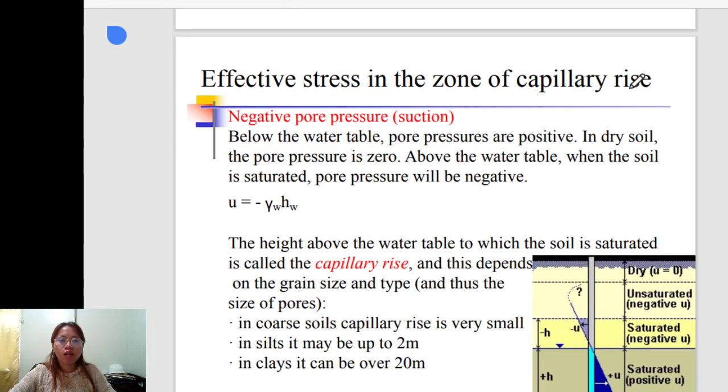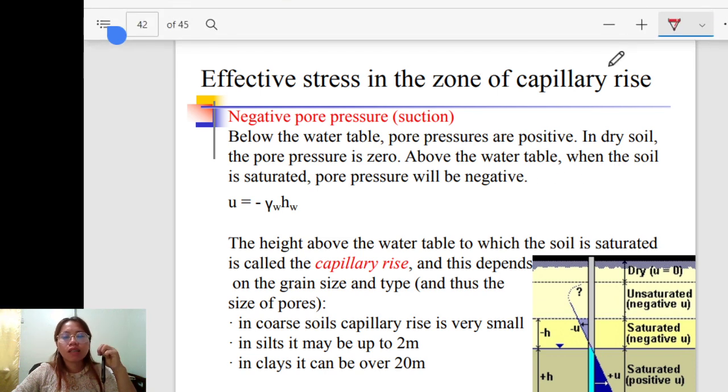Effective stress in the zone of capillary rise. We have the negative pore pressure, or suction. Below the water table, the pore pressures are positive. In dry soil, the pore pressure is 0. Above the water table, when the soil is saturated, pore pressure will be negative.